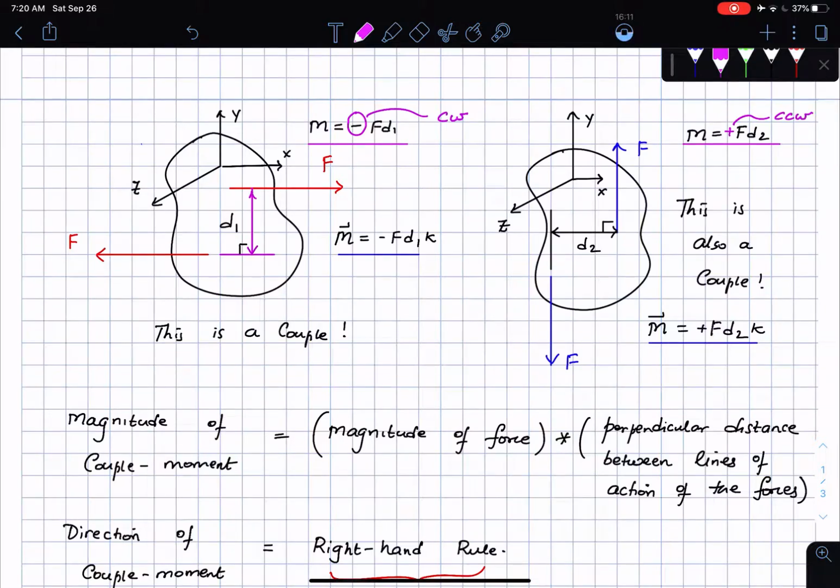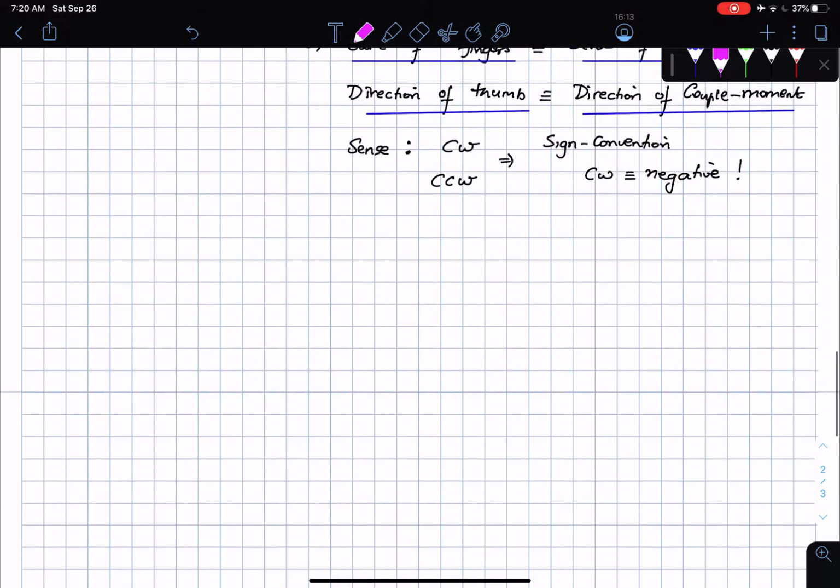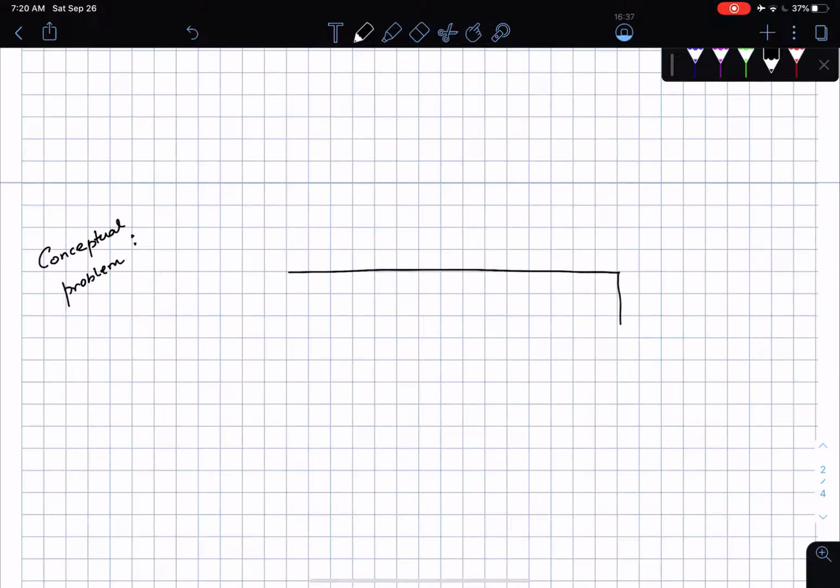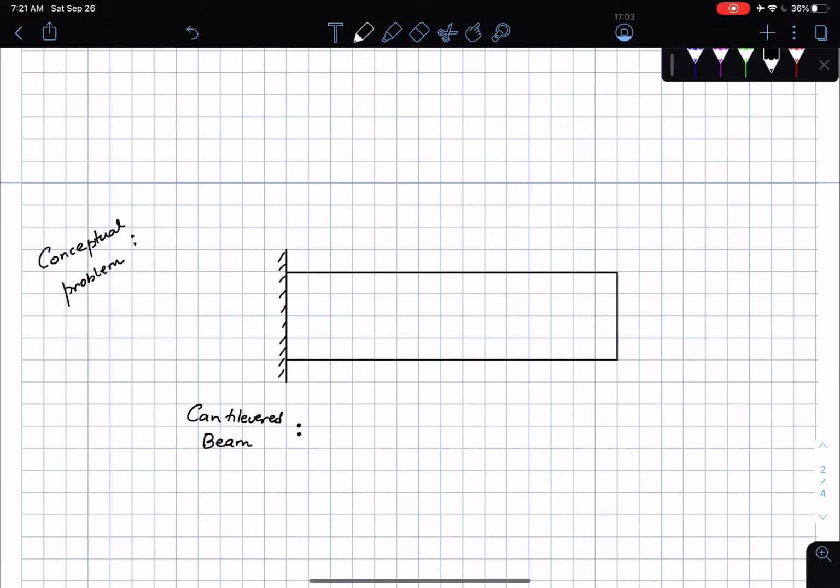Okay, so this is the basic idea of a couple moment, and very quickly, let us take a look at some kind of a conceptual problem. In this problem, I have the following situation. I have what is called a cantilevered beam. Let me first draw it out. I'm going to draw a large box first, and then let's say that I extend the size of this box. A cantilevered beam is something that is fixed at one end of the body. So this is an example of a cantilevered beam, fixed at one end.